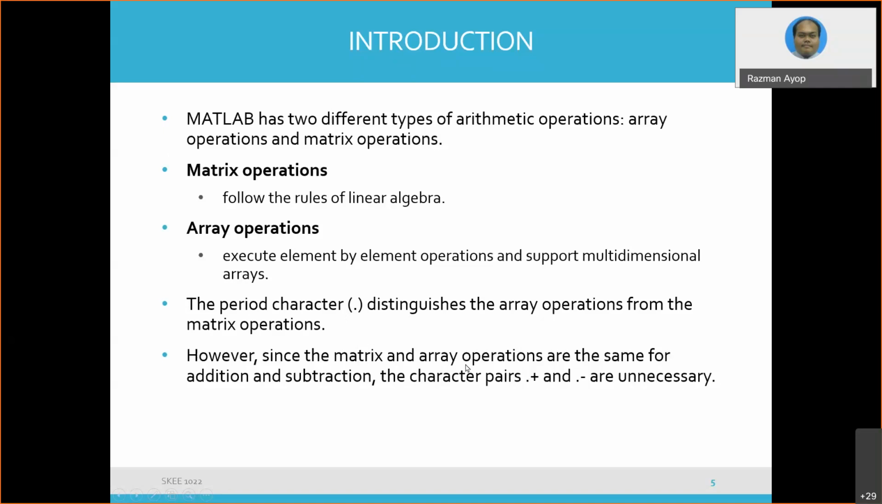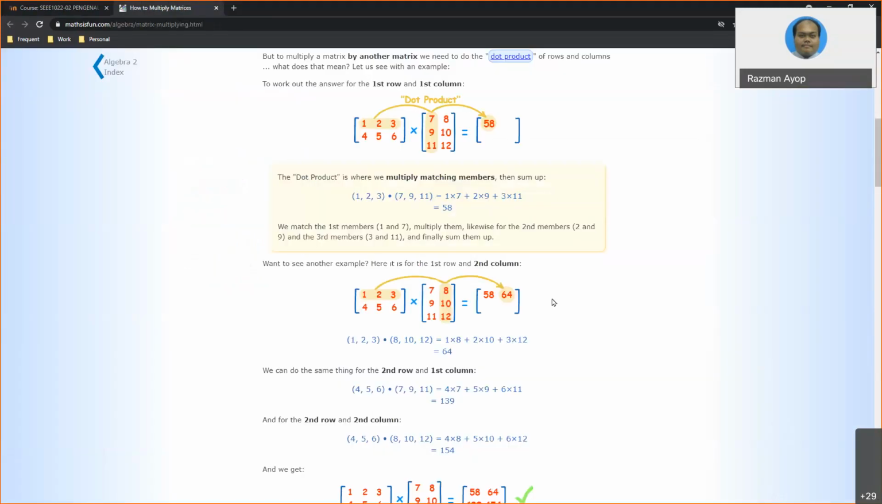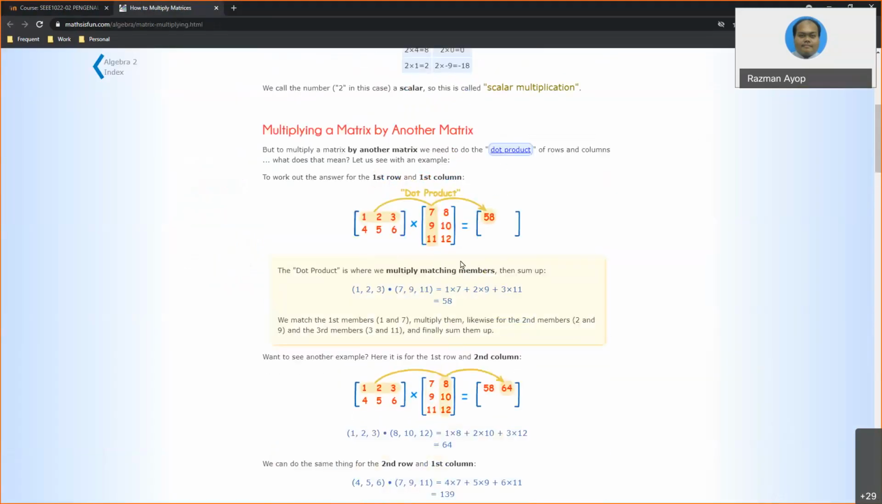Make sure that you know that plus and minus are unnecessary to distinguish for matrix and array operation. Matrix and array are different when you multiply, divide, and power of. For plus and minus, you don't need to do it because it will produce the same thing. What is matrix and what is array operation? I have to show you first what the difference is, because you can get confused after this. You remember this? This is a multiplication of a matrix.